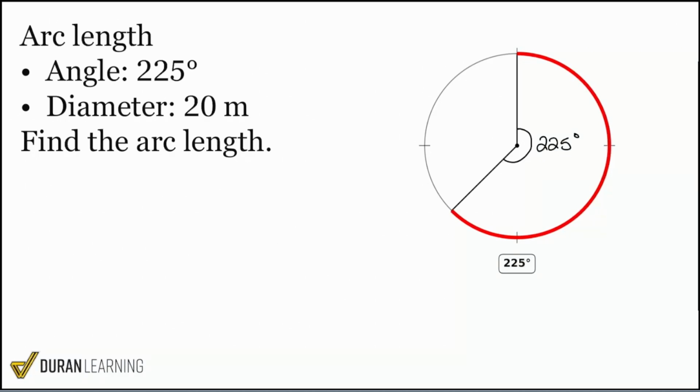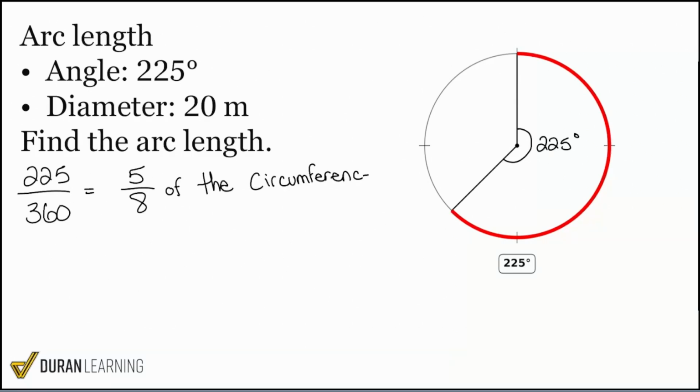Can anybody tell me first what 225 out of 360 translates to? Who has their notes? What's that going to translate to? Yes, if you take a look at your notes, that's going to tell you 5/8. 5/8 of the circumference. So everybody, before we can fully calculate that arc length, what must we calculate first? What's the next thing on our list to calculate to be able to get that arc length?